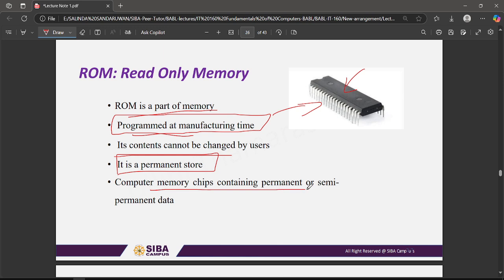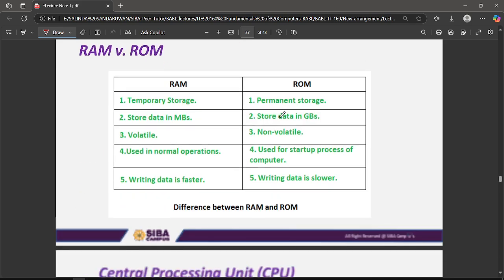Computer memory chips containing permanent or semi-permanent data. So what's the meaning of semi-permanent data? Sometimes some part of the read-only memory, the ROM, can be changed, right? Some part, not the total thing. Then RAM versus ROM. RAM is temporary memory, ROM is permanent memory.